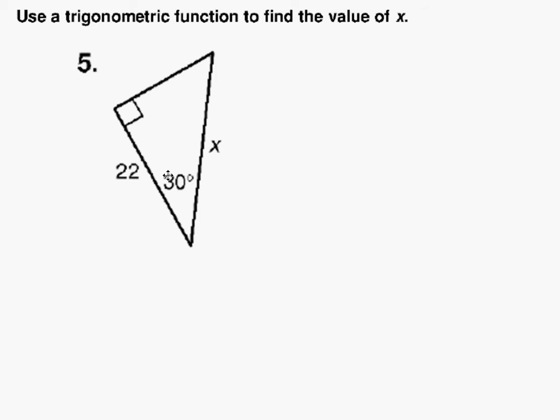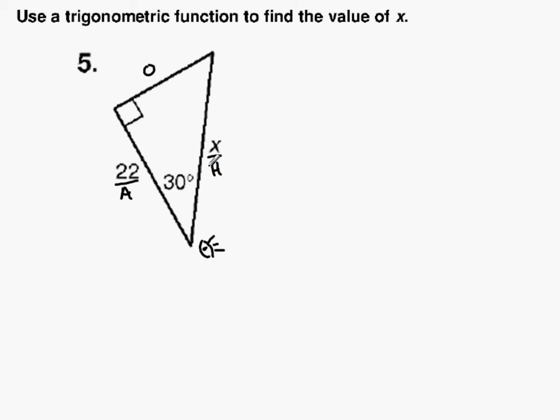On number 5, excuse me, use the trig function to find the value of x. So, doing the same thing that we did in number 4, we look at the angle, and look at the sides of the angle from this angle's perspective. We see this is opposite, this is adjacent, this is my hypotenuse. I look at what's given to me and what I'm trying to find.